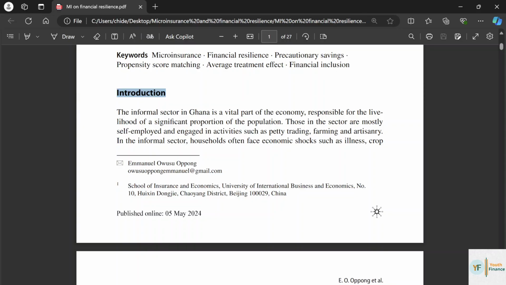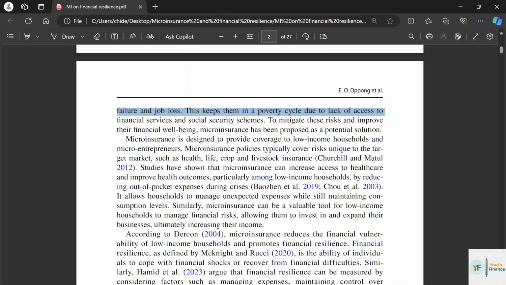So when we come to the introduction section, the first paragraph is about discovering what we know. So we know that the population in the informal sector in Ghana are mostly self-employed. While engaging in various activities, they often face economic shocks such as illness, crop failure, and job loss, which keeps them in a poverty cycle due to lack of access to financial services and social security schemes. To mitigate this risk and improve their financial well-being, microinsurance has been proposed as a potential solution.